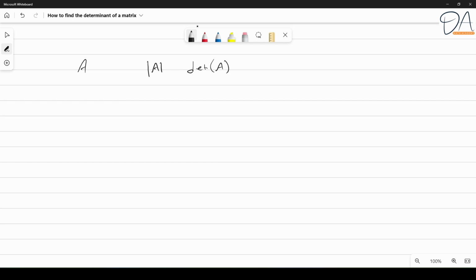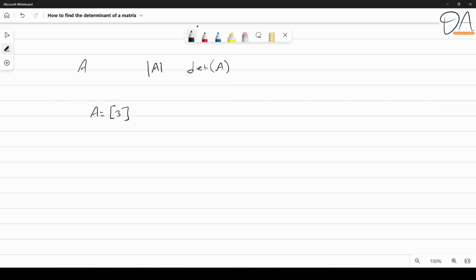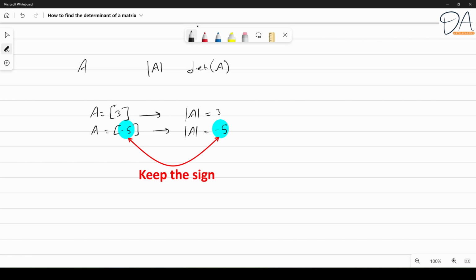Let's start first with the simple cases. Let's take first the case when you have a 1 by 1 matrix. For this case, the determinant is simply the element of that matrix. For example, if we have one element, which is 3, the determinant of this matrix is 3. If you have something like -5, the determinant of A is -5. Again, don't confuse this notation. It's not the absolute value, it means just the determinant. As you can see, we didn't remove the sign. The element is -5, so the determinant here is -5. That is for the case when you have a 1 by 1 matrix.